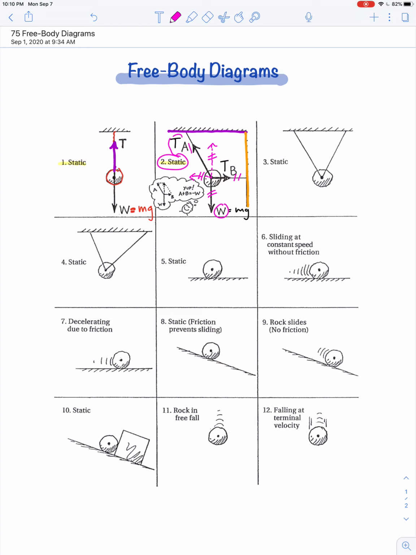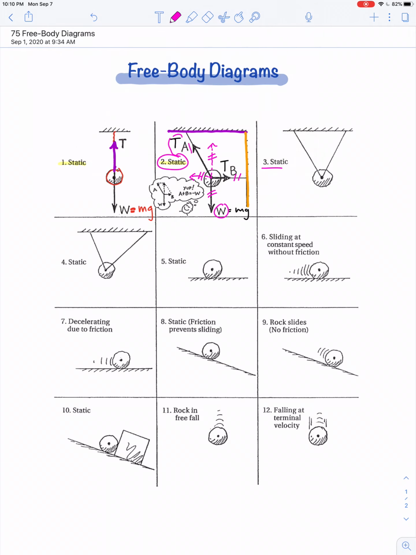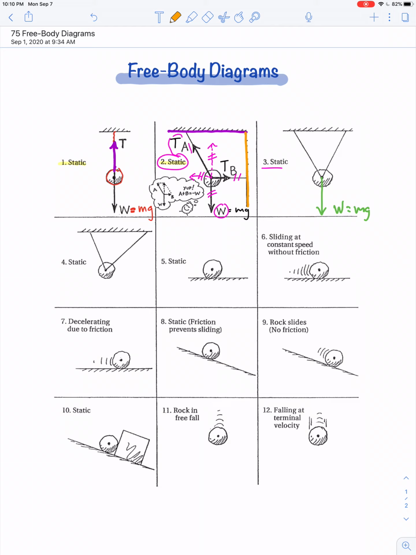All right, so we've got to do part 3. Without a doubt, there's a force of gravity that can't be ignored. So there it is, weight, which is equal to mg. Now, if both strings point at an angle, then there's a tension in that piece, and there's a tension in this piece.